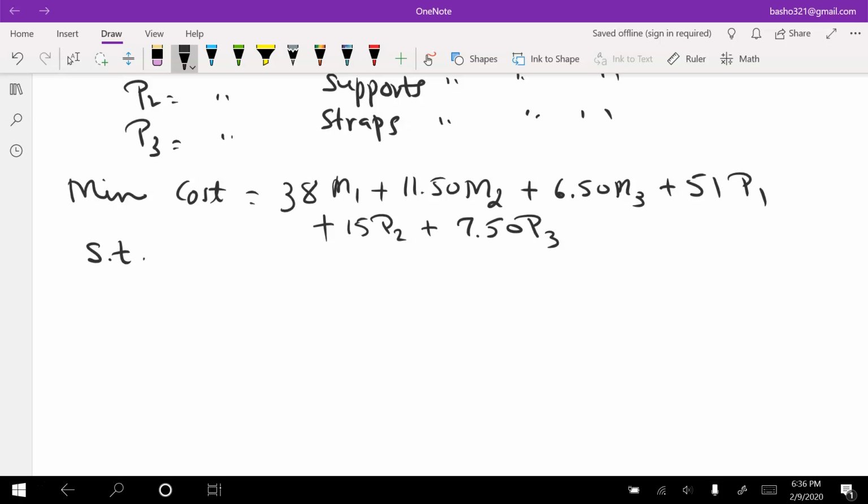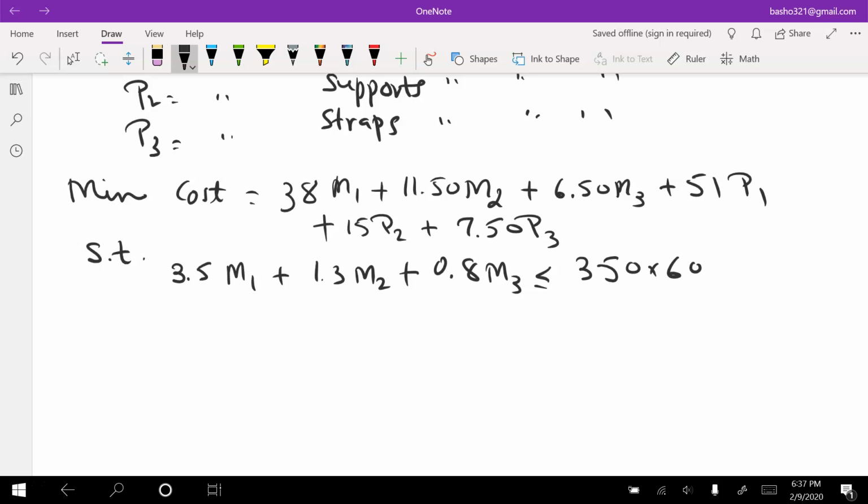subject to the availability of hours in each department to manufacture the 3 components. On the left-hand side we have minutes given, so on the right-hand side we convert into minutes.